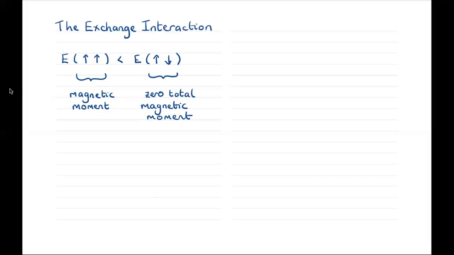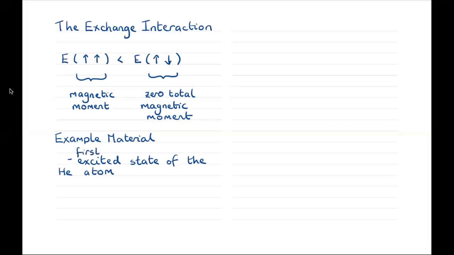Okay, and we're going to use as our example material, again, the simplest possible material we could think of, to demonstrate this, the excited state, the first excited state of the helium atom. And we're choosing the first excited state because we want to have the possibility of comparing the energies of the electrons parallel to each other and anti-parallel to each other.